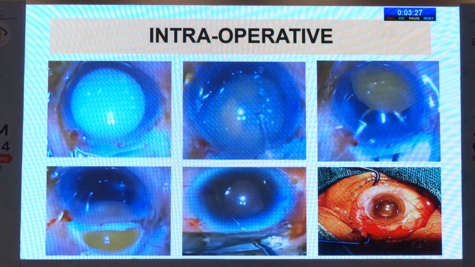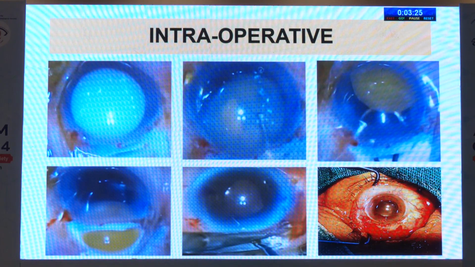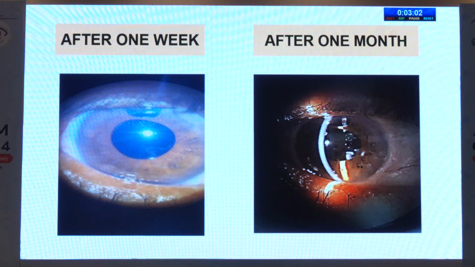I did SICS in this case, small incision cataract surgery, not phacoemulsification. I couldn't see the capsule and I was not aware of the condition of the lens and zonules. So SICS was done, the lens was removed, and simultaneously I did a PI also. You can see the inferior iridotomy here, and this was the condition of the eye after the surgery.